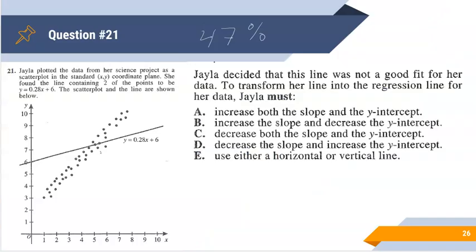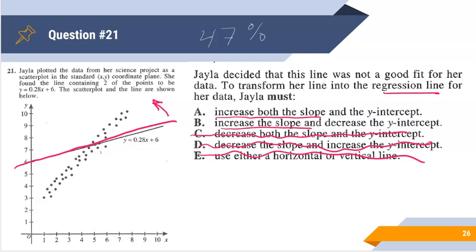This is number 21. Given this graph, we're trying to figure out what this person needs to do to make the regression line, which is this line here, better match the data. Well, I think we could agree that we need to make this line steeper. So we need to increase the slope. I can see both of those saying increase the slope, but letter C says decrease. Just by doing that little bit of elimination, we're down to A or B.